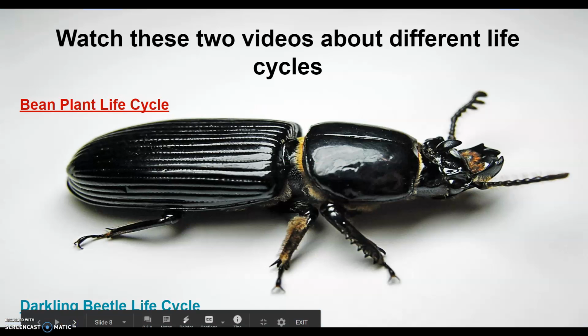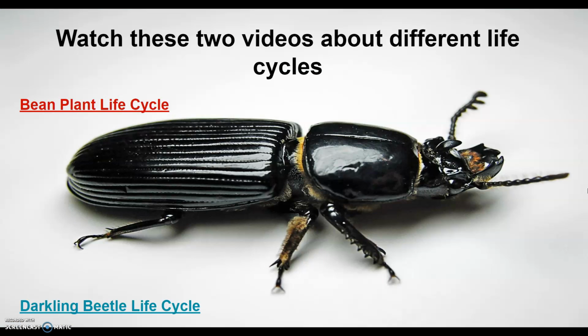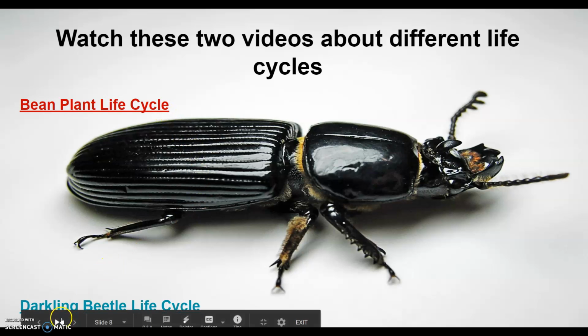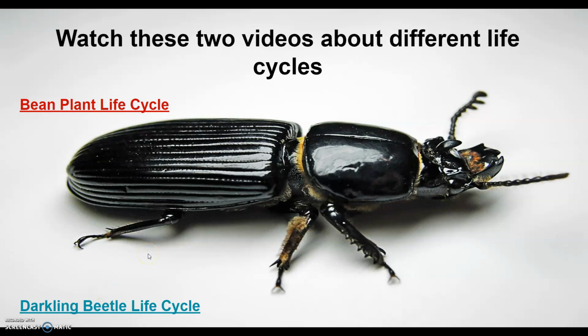Our next slide is going to include two videos detailing different types of life cycles. One is a bean plant life cycle here in red. The other is an animal life cycle, in this case, the darkling beetle. After you've watched this video, you'll move on to your tasks for the week.